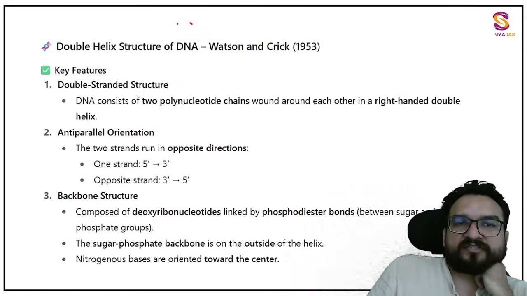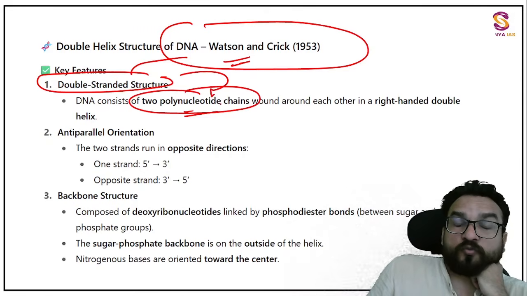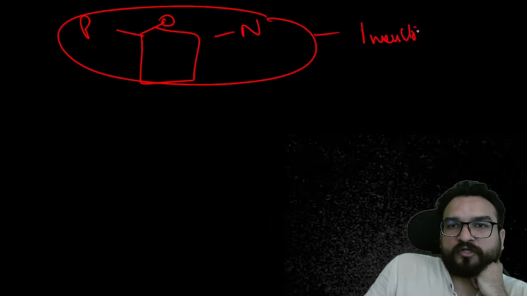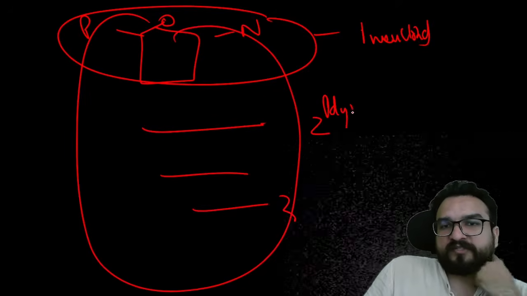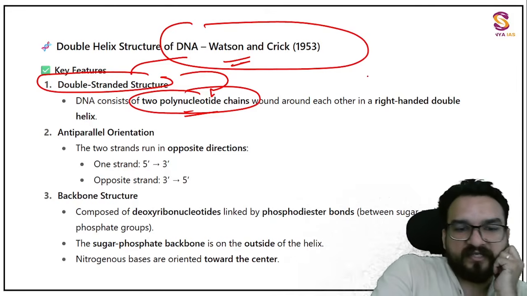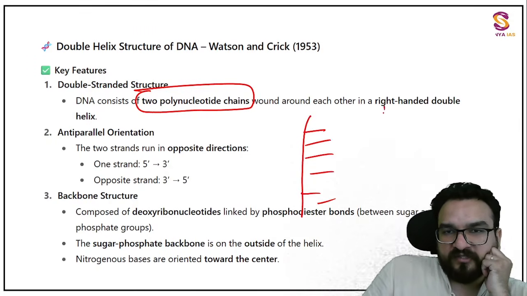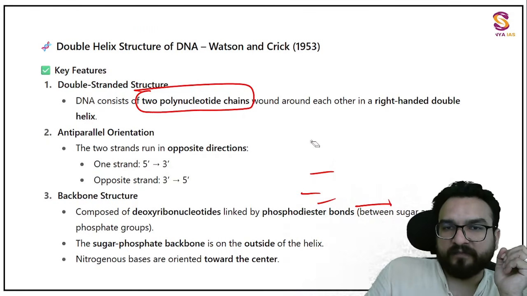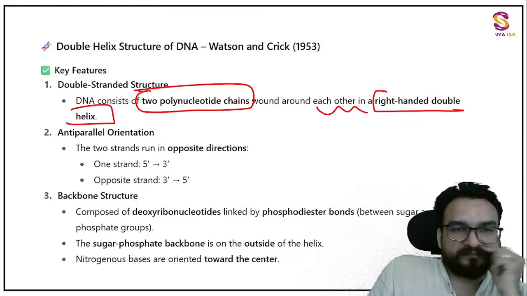So see the double helical structure given by Watson and Crick now. The double stranded structure I have explained to you very clearly. Two polynucleotide chains. This particular P over here, N over here, is called one nucleotide. When several nucleotides join together, they form a polynucleotide chain. That's why it is written that DNA consists of two polynucleotide chains, one from here and one from over here, which are wound around each other in a right-handed double helical structure.